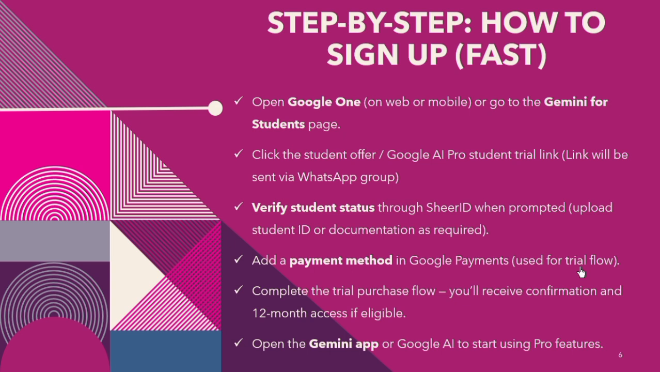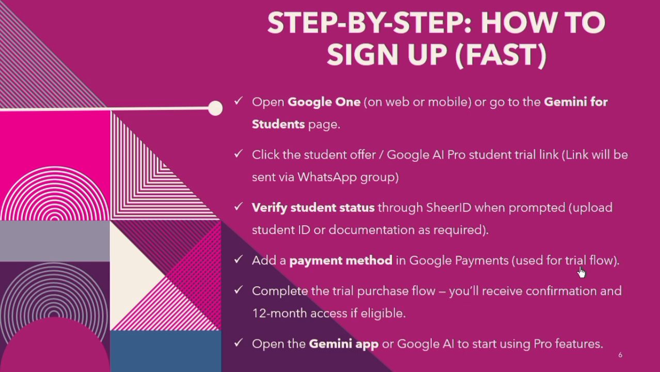Then you need to add a payment method in Google Payments. This is just going to be used for the trial. Like I said, you are not going to be charged anything. But once the 1 year elapses, Google will notify you that your 1 year free Gemini AI is over, and we are going to charge you some amount to continue with the Gemini AI. If you don't want it, you can cancel before the subscription period ends.